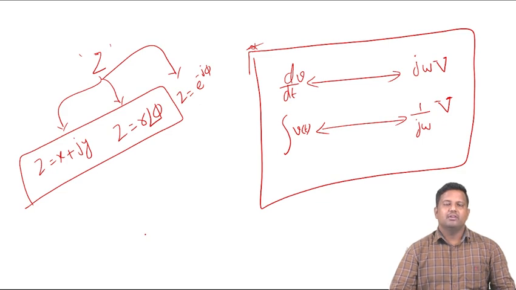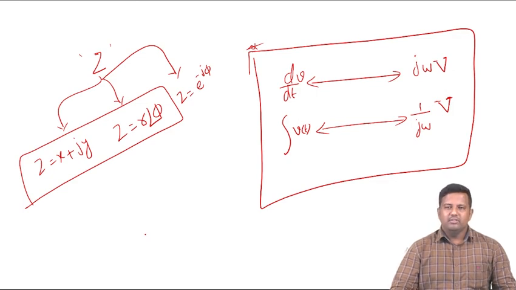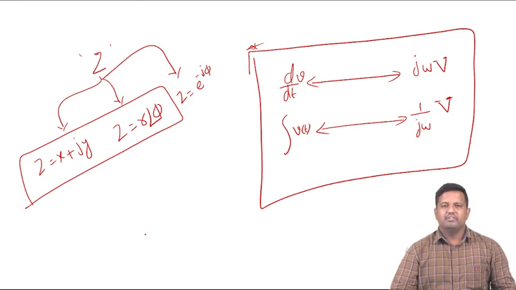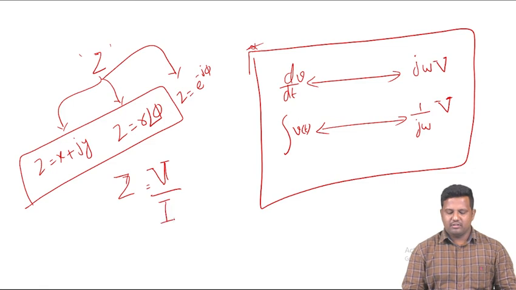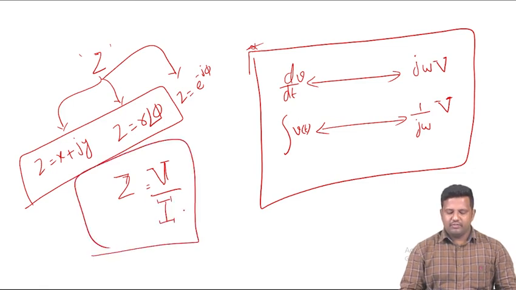In the next class, we are going to see how to define impedance and admittance. Some important definitions we are going to define. Simply speaking, impedance is a phasor ratio. The impedance Z of any element is the ratio of phasor voltage to phasor current. These are not simple voltage to simple current; it is phasor voltage to phasor current.